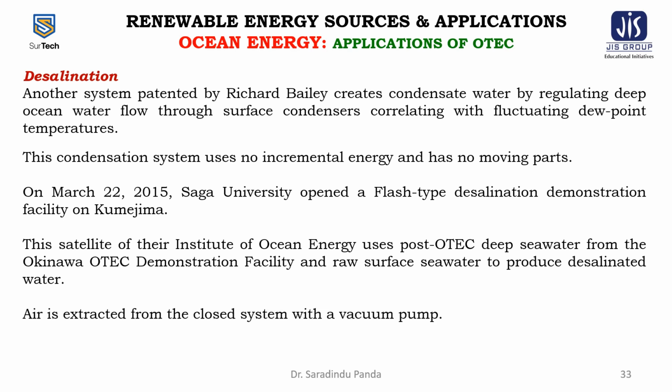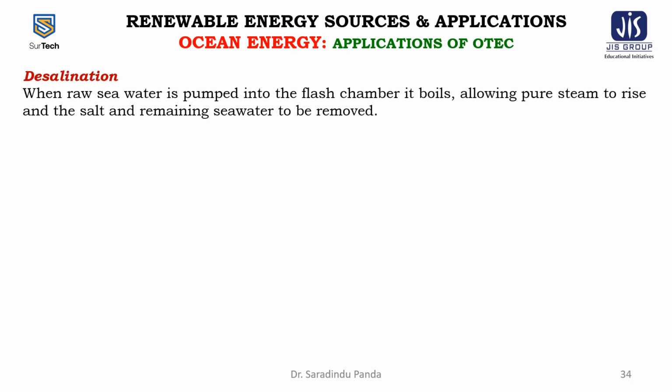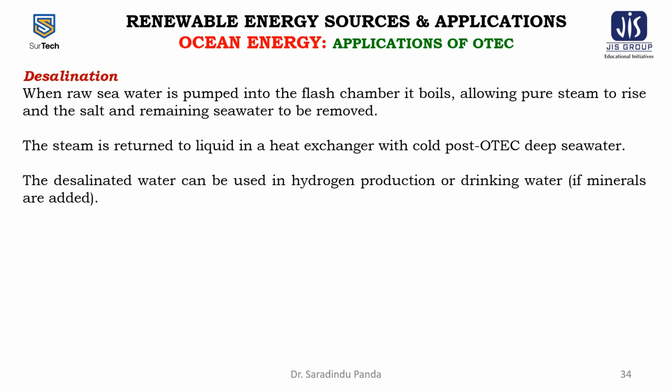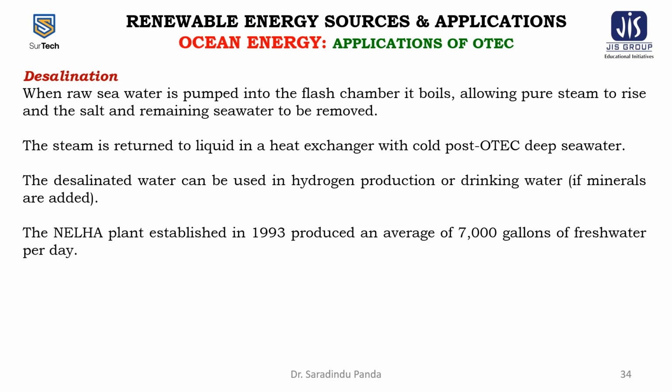Air is extracted from the closed system with a vacuum. When the raw seawater is pumped into the flash chamber, it boils, allowing the pure steam to rise and the salt and remaining seawater to be removed. The steam is returned to liquid in a heat exchanger with the cold post-OTEC deep seawater. The desalinated water can be used in hydrogen production or as drinking water.